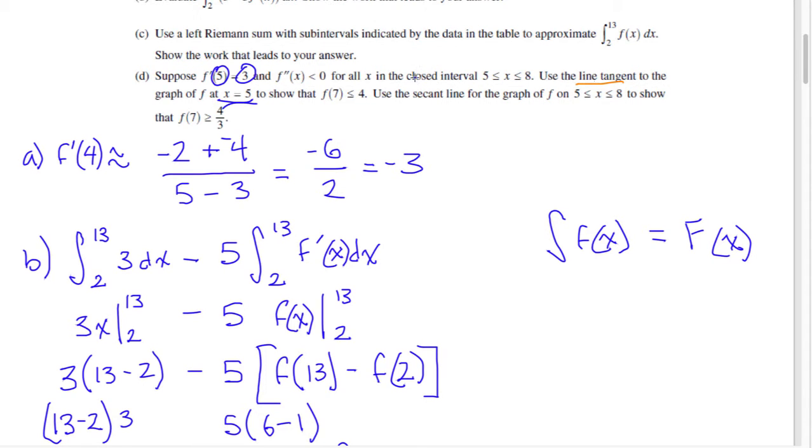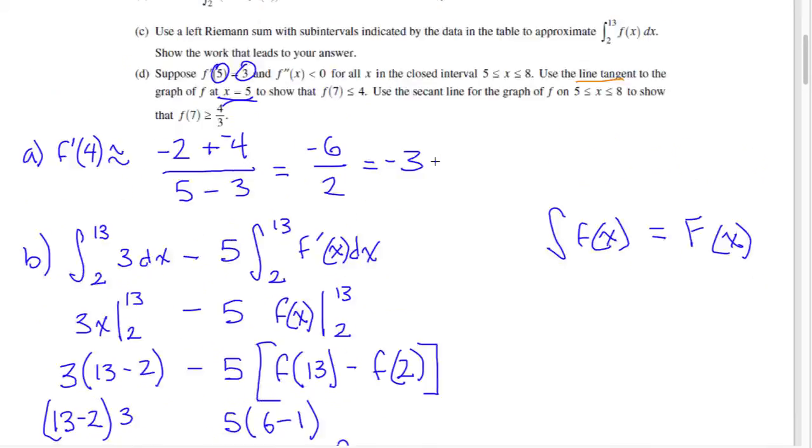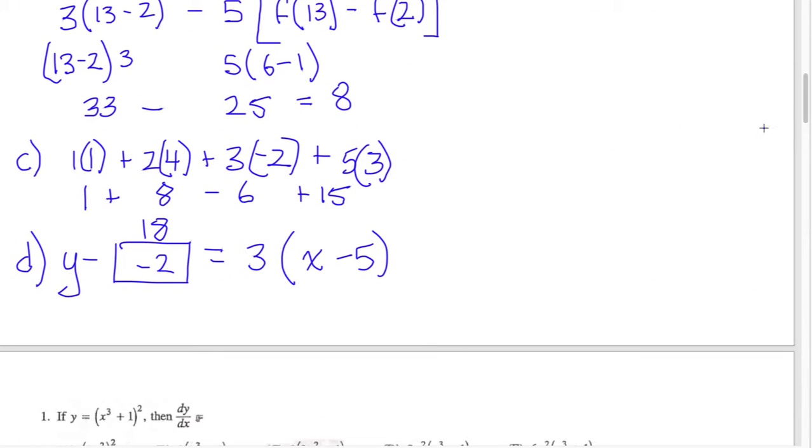All right, so let's first use the tangent line that we just found to show that the height at x equals 7 is less than 4. They're talking about some point 7 in between 5 and 8. We want to show that the height is less than 4. So let's plug in this x-coordinate, 7, and see what happens. 7 minus 5 is 2. 2 times 3 is 6. 6 minus 2 is 4. So I get y equal to 4 when I plug in 7.